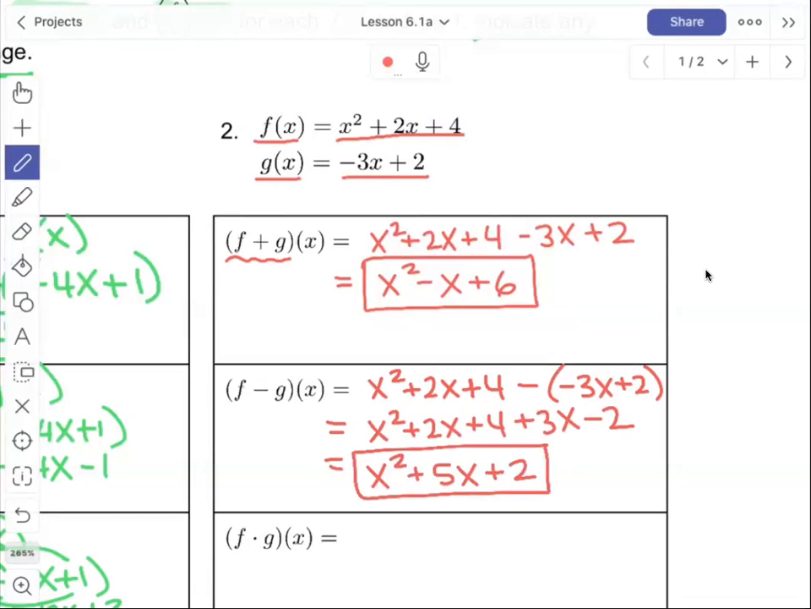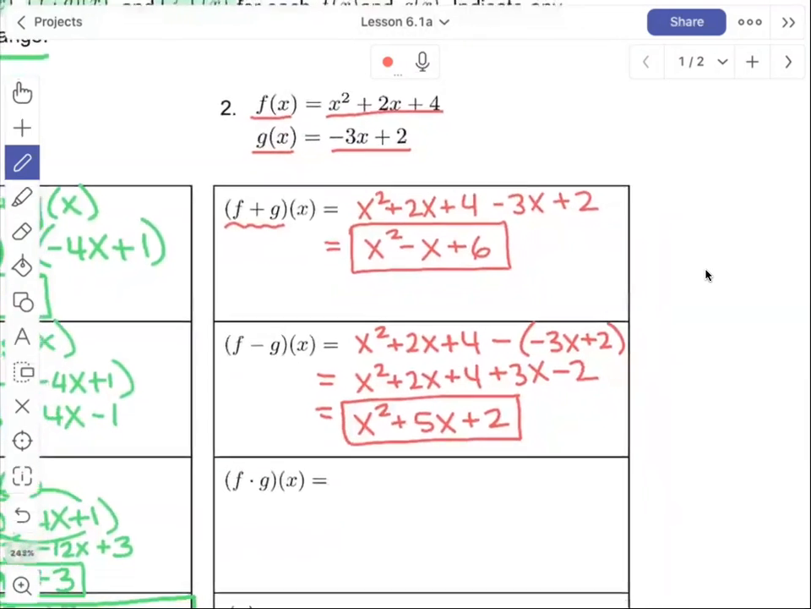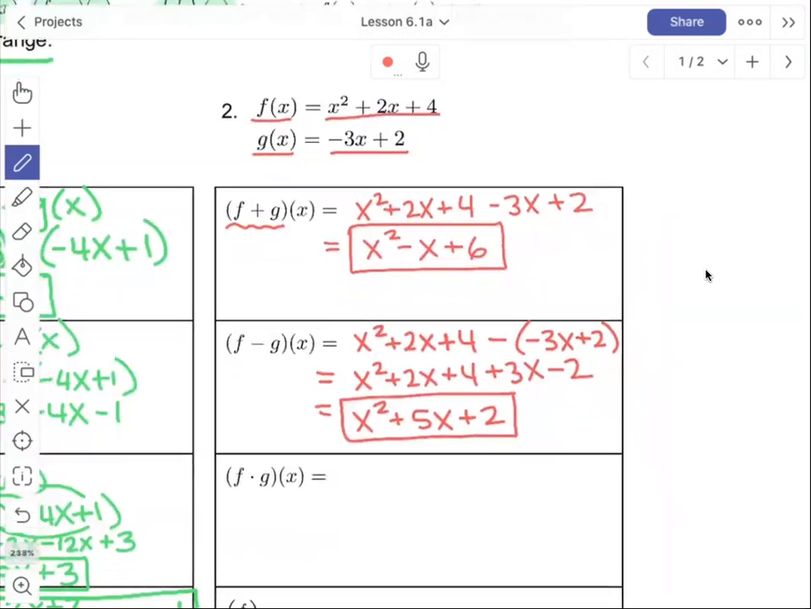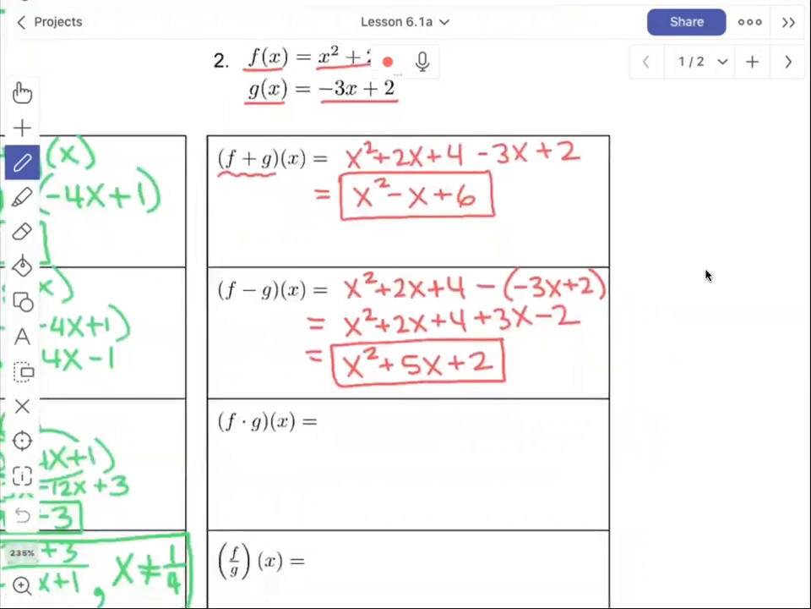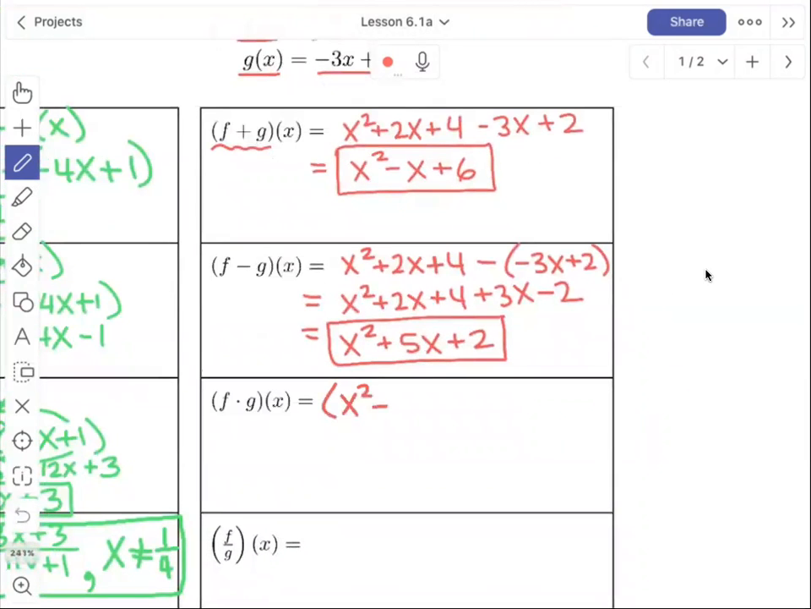Okay, awesome. Let's go to the multiplication one, and let me call on Joseph. All right, Joseph, multiply. What do we do? So basically we get x squared plus 2x plus 4 times negative 3x plus 2. Perfect. And then we multiply that out too, right? Yes, go for it. Okay, so it would be negative 3x squared plus, oh, actually, sorry. Squared.